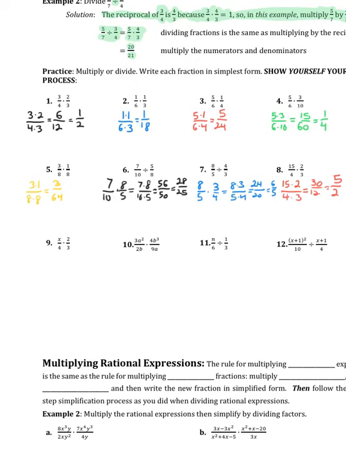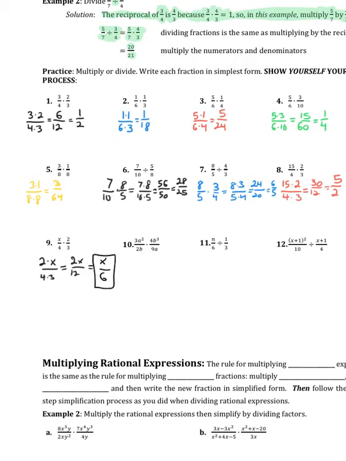Okay, so for problems 9 through 12, we start seeing variables in here. So number 9 is just going to be 2 times x over 4 times 3, just 2x over 12. And then we just have to get rid of those like terms. 2 over 12 is going to be 1/6. So it's going to be 1x over 6, or just x over 6. That's what we do for something like that.